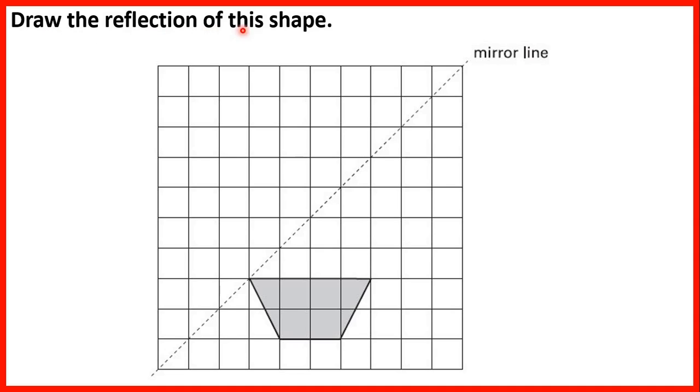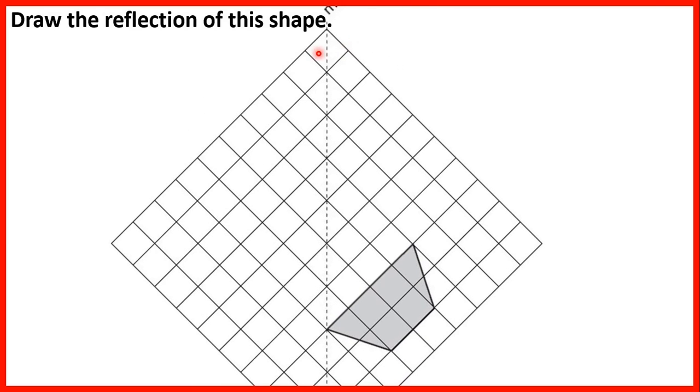Draw the reflection of this shape. So we need to draw the reflection in the diagonal mirror line. But to make this question easier for us, what we can do is turn our page, and when we do that, we have a vertical mirror line instead, and this makes it much easier to draw the reflection.